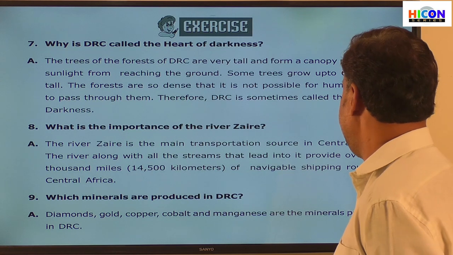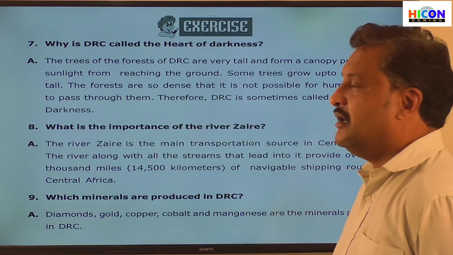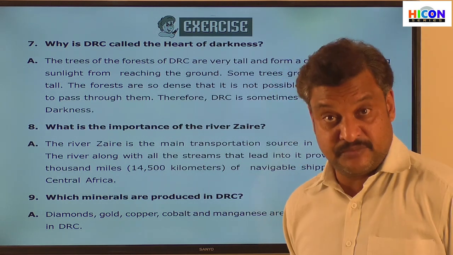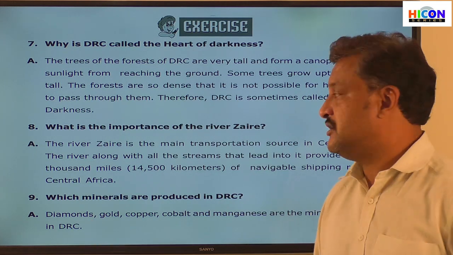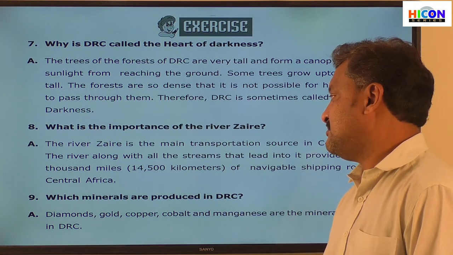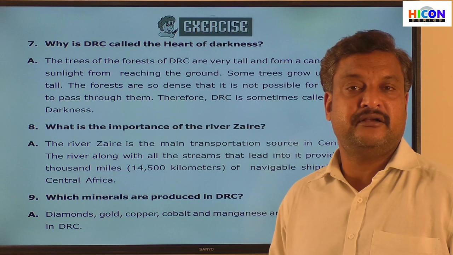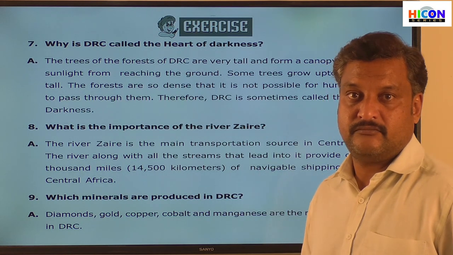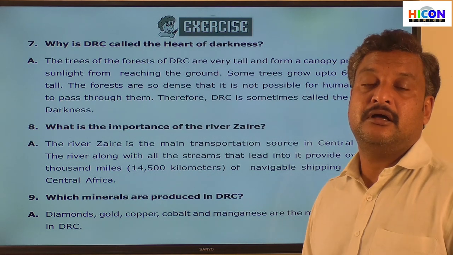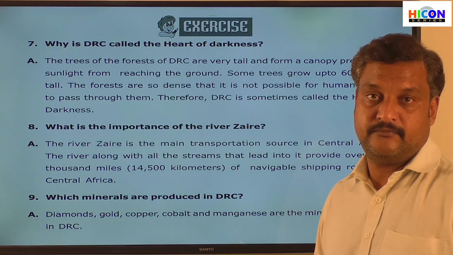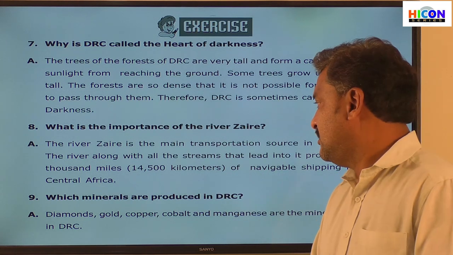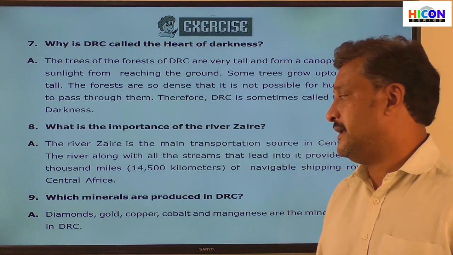Right? And what is the length of this region? See, the main river of Congo or Zaire, along with the tributaries which come and join this river, together make 9,000 miles. 9,000 miles means 14,500 kilometers of a navigable river area. Navigable means which can be used for big ships also. Okay. That is the importance of river Zaire.